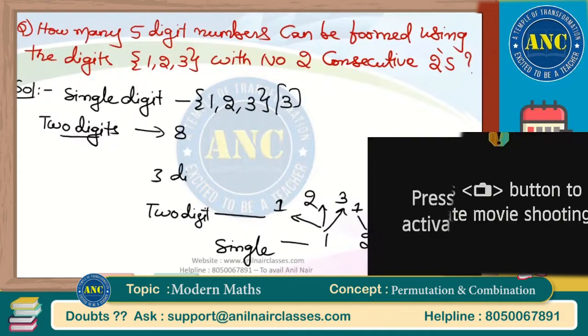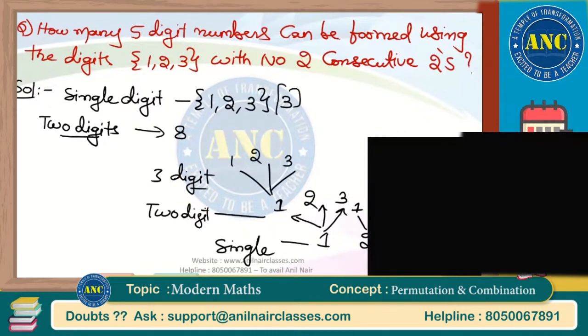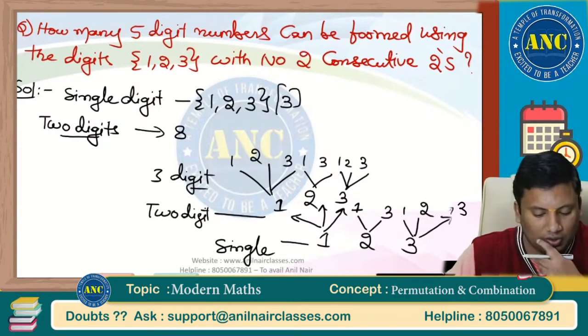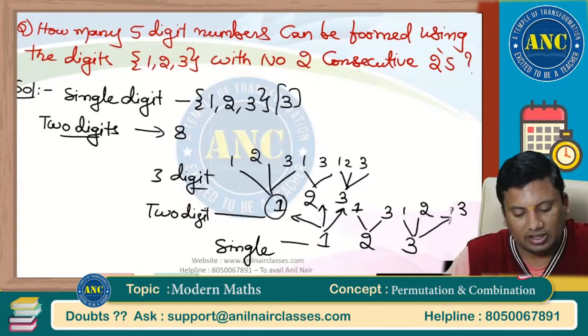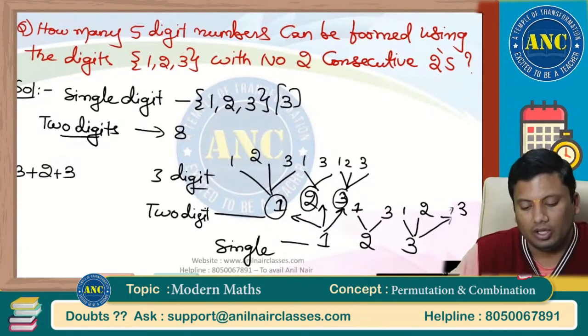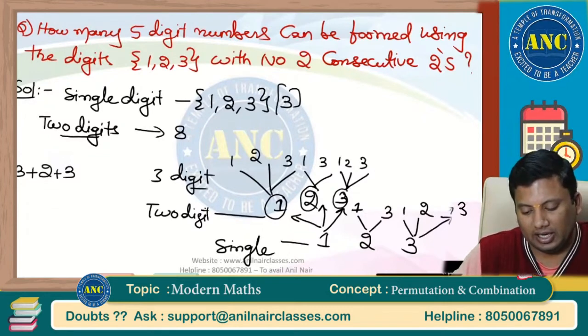Suppose I want a 3-digit number. For 1 there are 3 cases: 1, 2 and 3. For 2 there are 2 cases. What are those cases? 1 and 3. For 3 there are 3 cases: 1, 2 and 3. That means here it is 3 cases, here 2 cases, here 3 cases. So for 3 digits, how much did we get? 3 plus 2 plus 3. I hope it is clear, right?